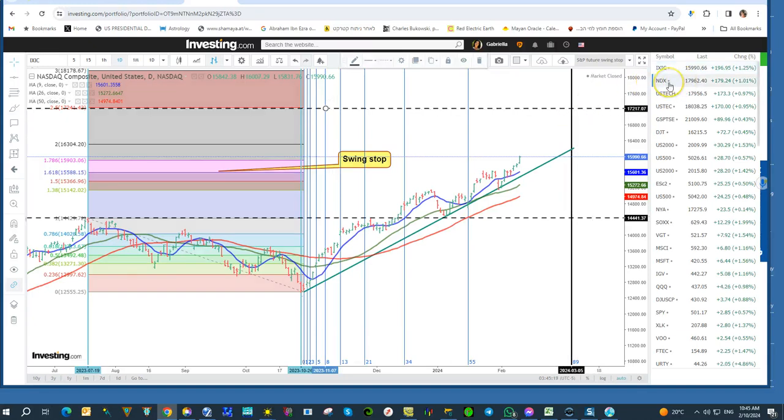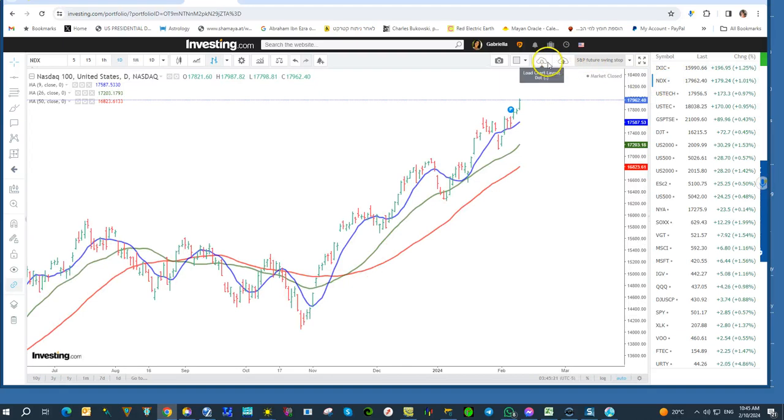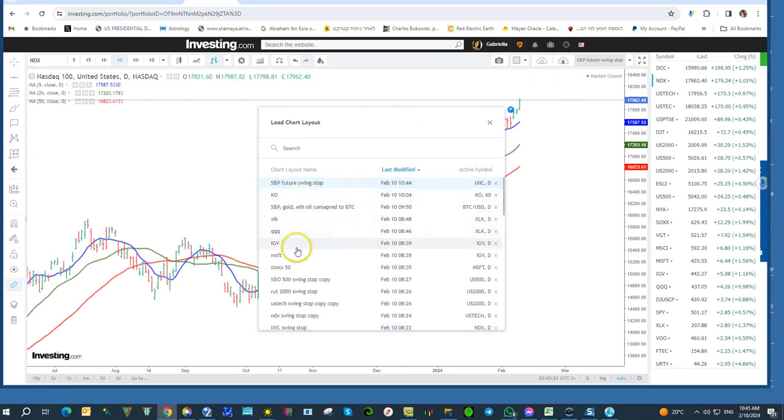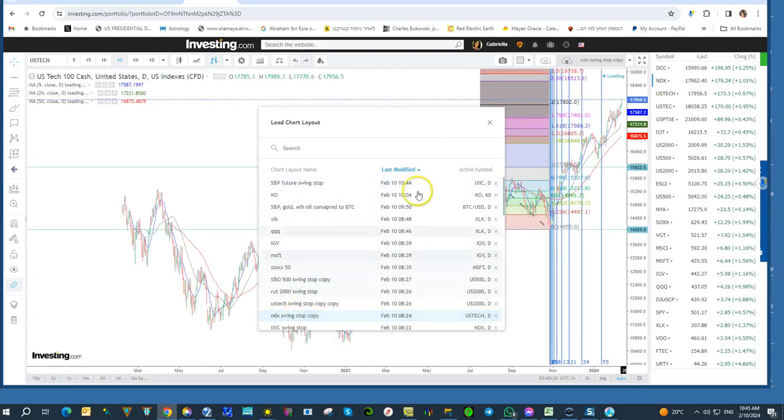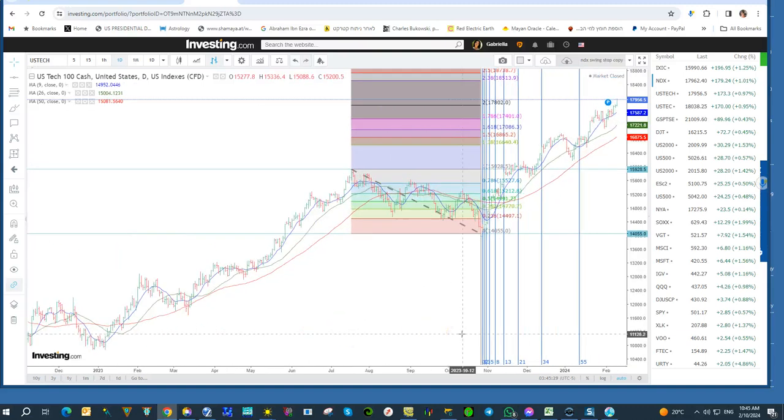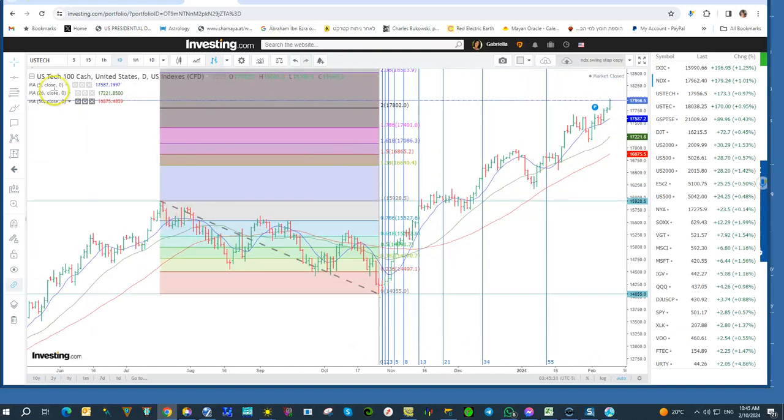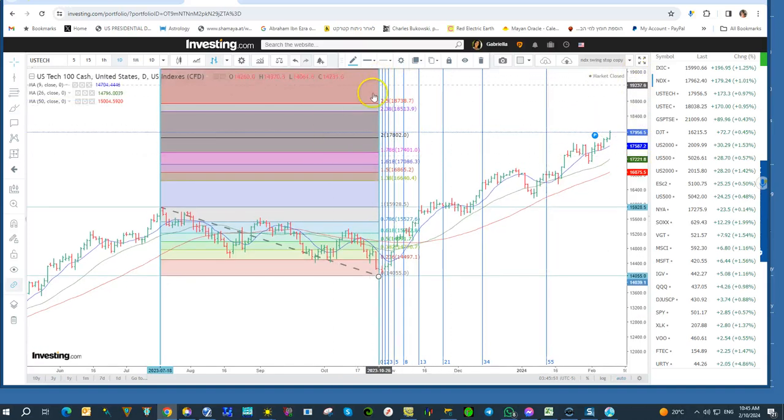Then I looked at the NDX, again the same situation. It's very easy to trade the US market because they are topping and bottoming on the same dates. So here 17,802 is the support, and above it we are long, expecting these levels.